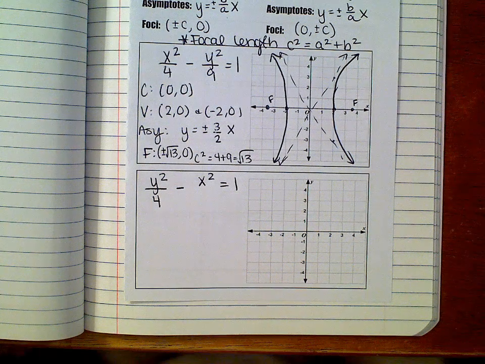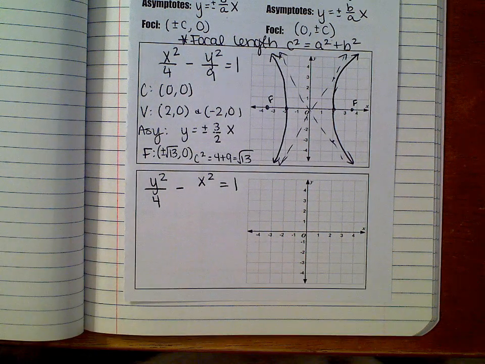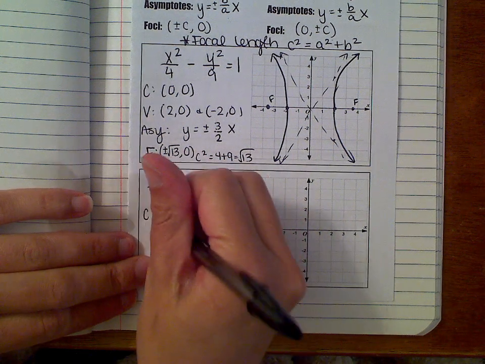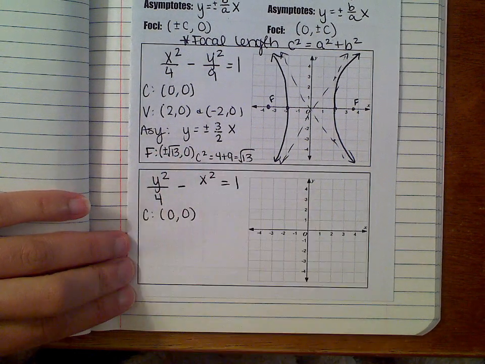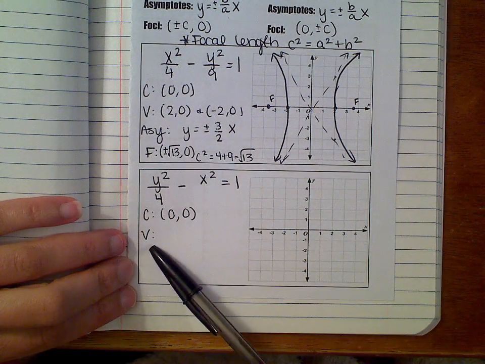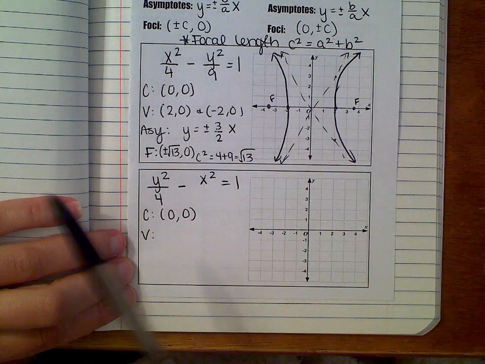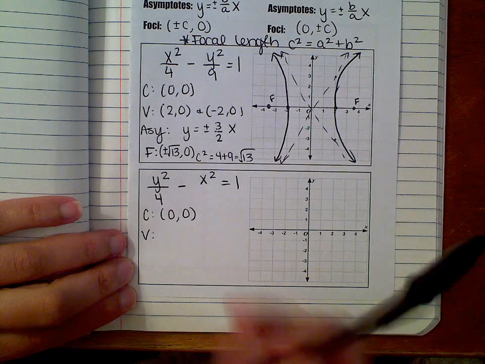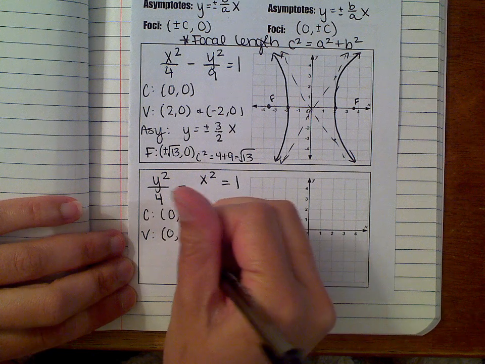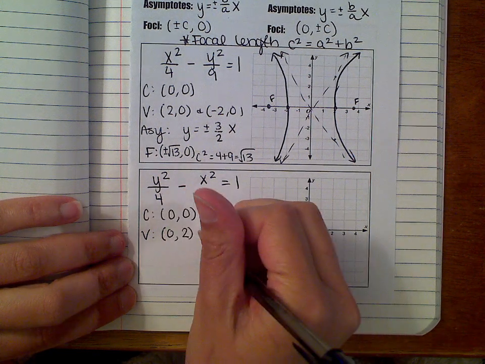Okay, so we got that one. Which may look funny that the other one doesn't have a denominator, but we always have a denominator of 1, so no need to worry. Center is still 0, 0. Vertex. So our vertices here with a hyperbola always matter what's first, and since y is first, my vertices will be 0 comma something, and they'll be 2 because again I square root.